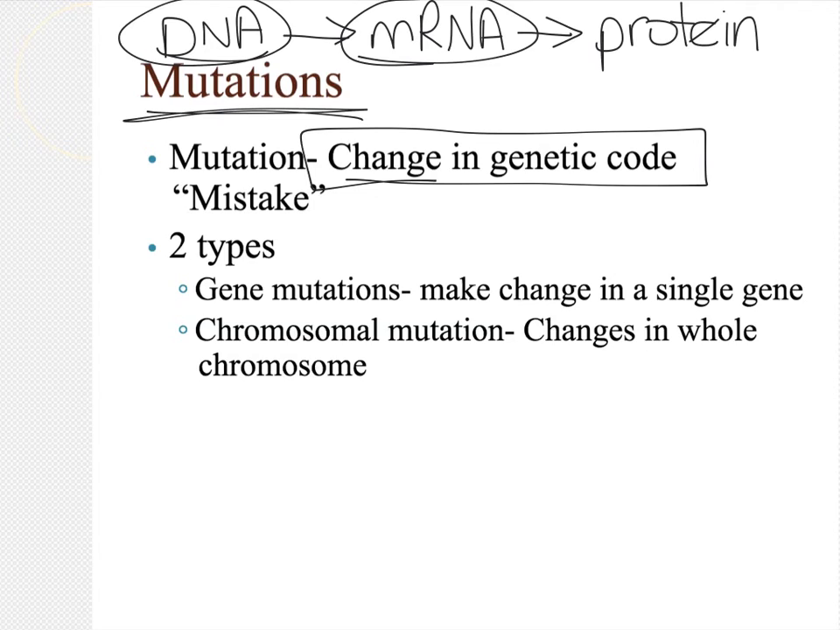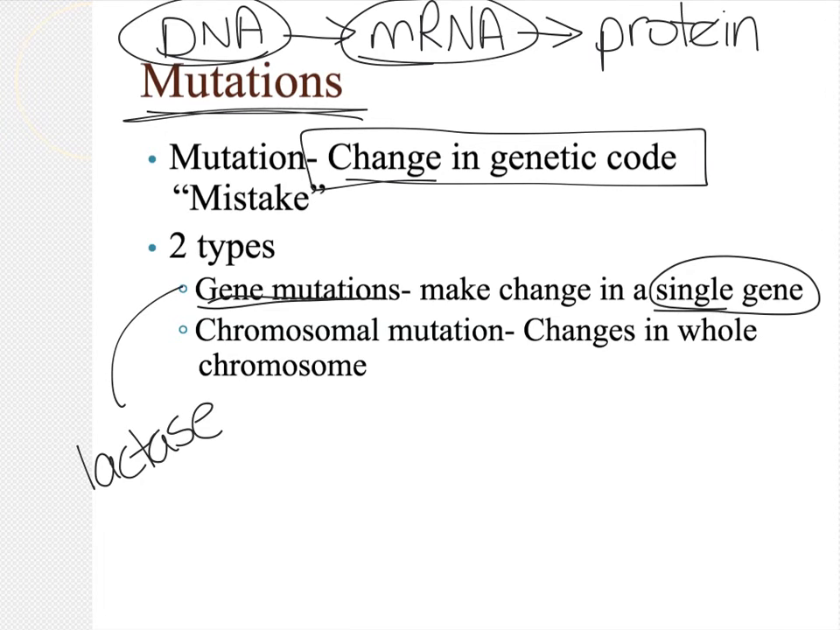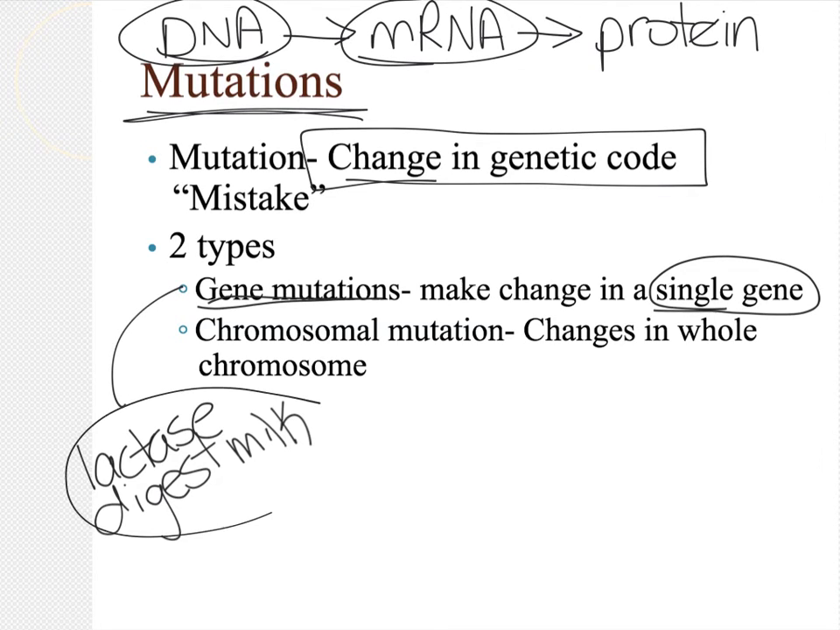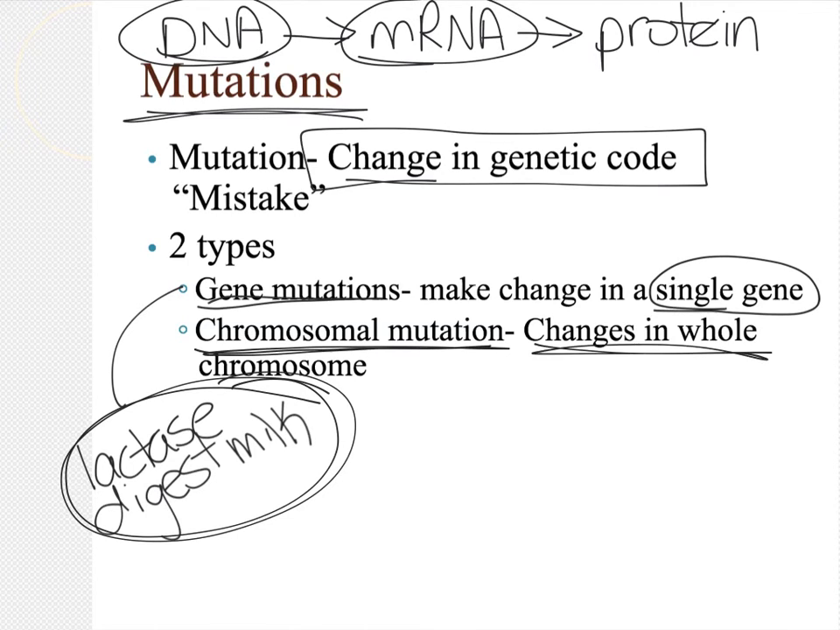So there's a couple of different types of gene mutations. You could have a gene mutation that makes a change in just a single gene. So let's say that you have a gene to make the enzyme lactase, which is to digest milk. If there's a mutation in just that individual gene and you can't make the protein, then that's just one little problem, and maybe you're lactose intolerant. Now, in terms of chromosomal mutations, this could be a change in a whole chromosome.